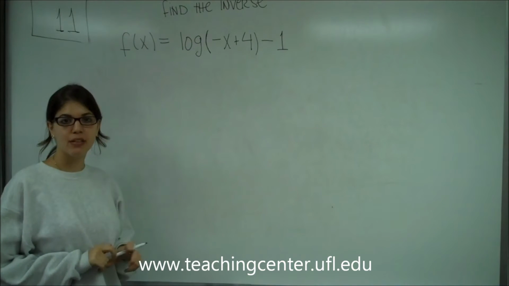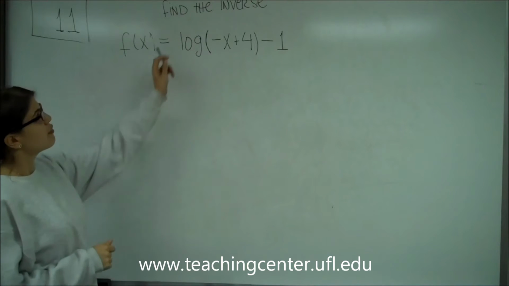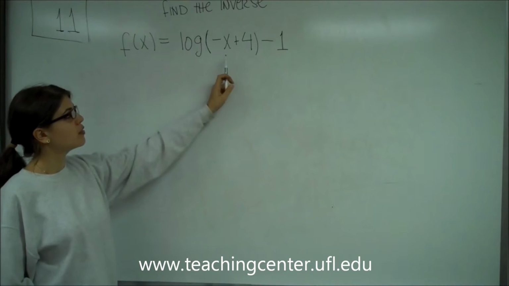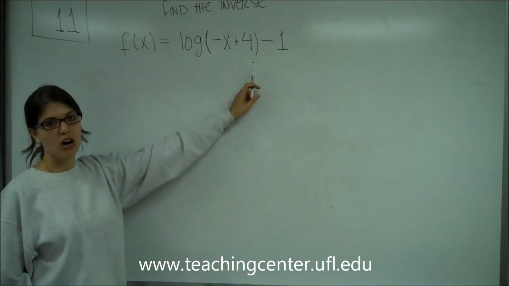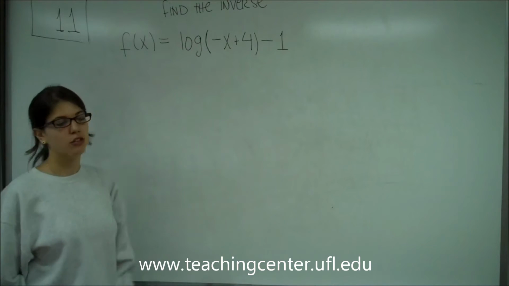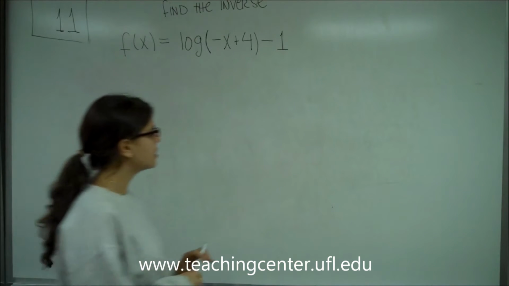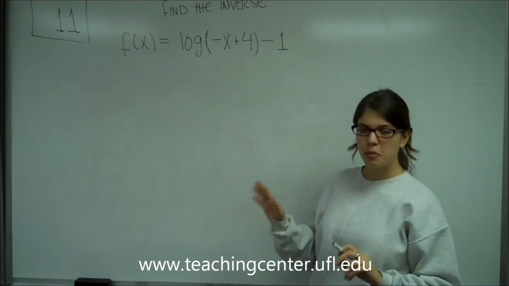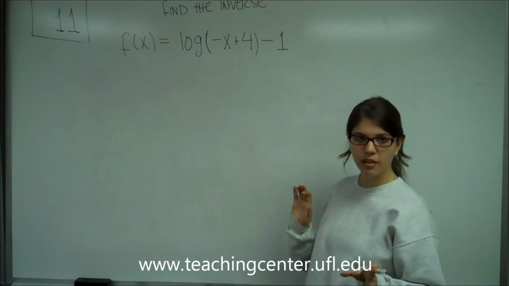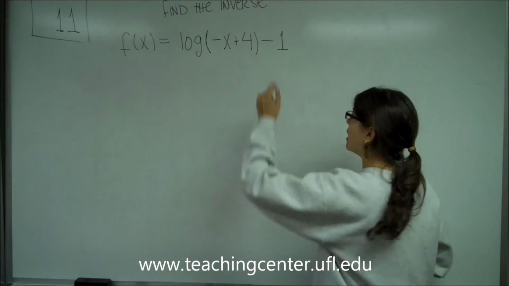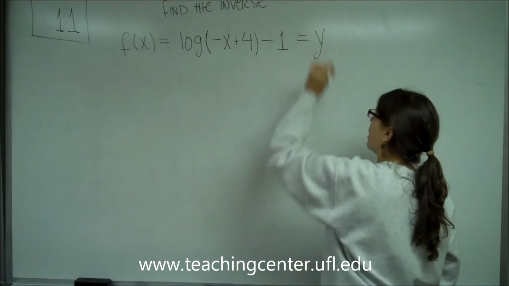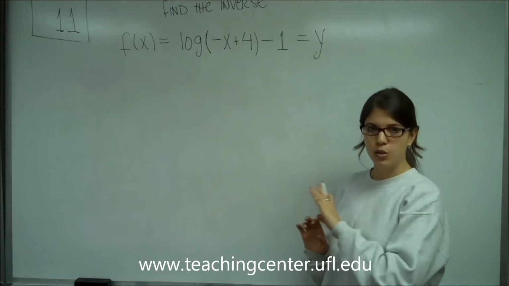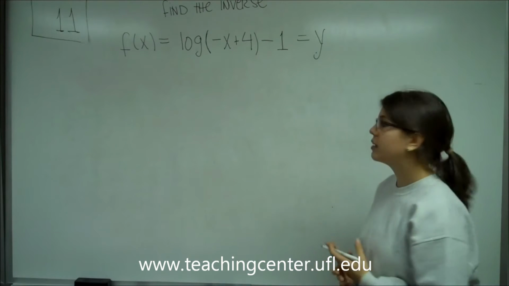Okay, this is problem number 11 on the multiple choice, and it says, find the inverse of the function f of x equals logarithm of negative x plus 4 all minus 1. So we want to find the inverse function, and one thing to do here maybe would be to, instead of using f of x, which might be a little confusing because you might at some point think that you're multiplying the f times the x, I'm going to go ahead and designate a y. And I'm not going to put that in the final solution. It's just for me right now to do everything in a more clear manner, okay?